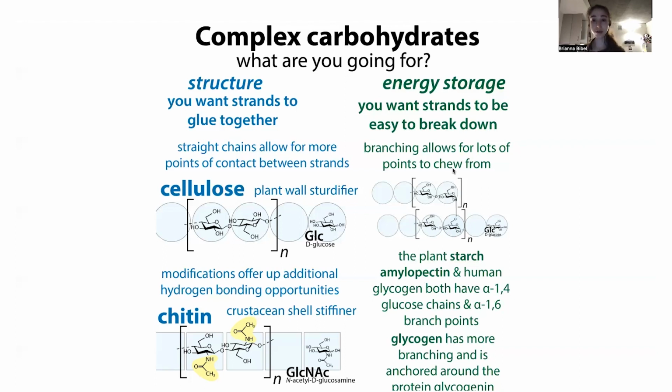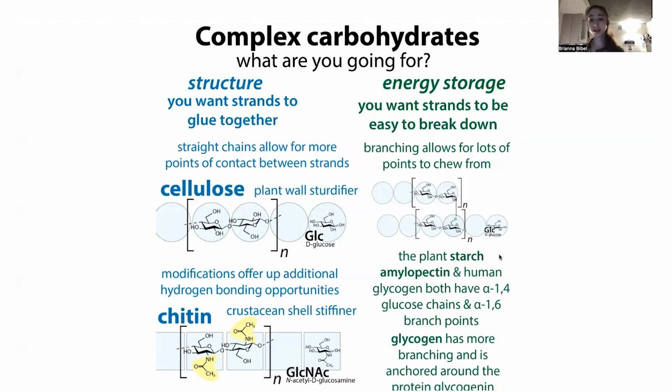And basically, when you have an energy storage form, you're going to want it to be really branched, because this is going to allow you to have a lot of points to start chewing from. So if you only have a couple ends, then you only have a couple spots to start chewing off from. But if you have a lot of branches, now there's a lot of places where you can get to work chewing down in order to get energy really quickly from it.